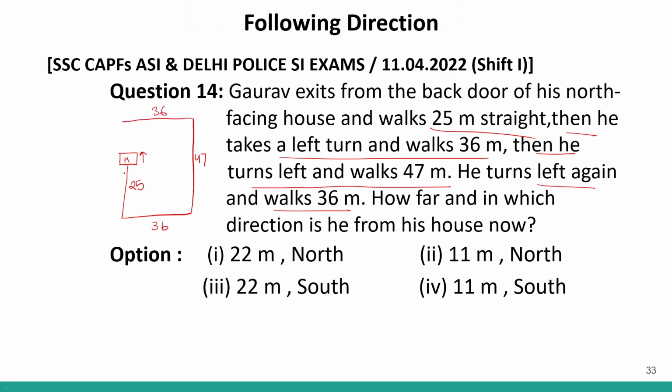In the straight line as the house, we have to find out how far and in which direction he is from the house now. So from the house, the direction is north. And how far, we can easily find out, it will be 47 minus 25, which will give me 22. So 22 meter north is in option number 1. So option number 1 will be the correct answer.